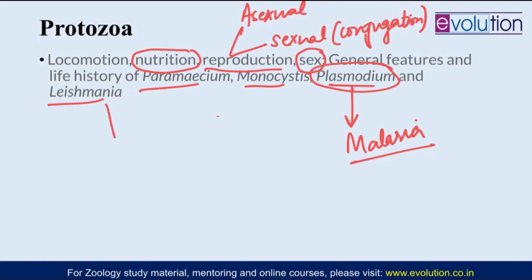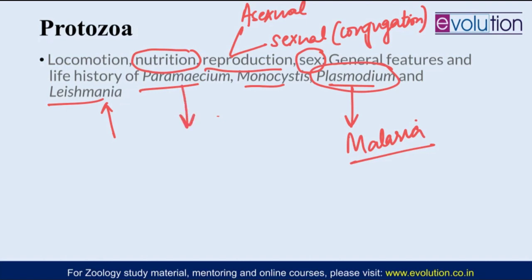Then there is Leishmania. So they are all different protozoans. Leishmania is a flagellate. Plasmodium is a sporozoan. Monocystis is also a sporozoan, and Paramecium is a ciliate. So by giving all these, different types of protozoans are actually covered. In detail, the life history has to be done, which may include certain morphological features also, and that may include how they ingest food, how they reproduce, how they move, locomotory organelles, and all those details.